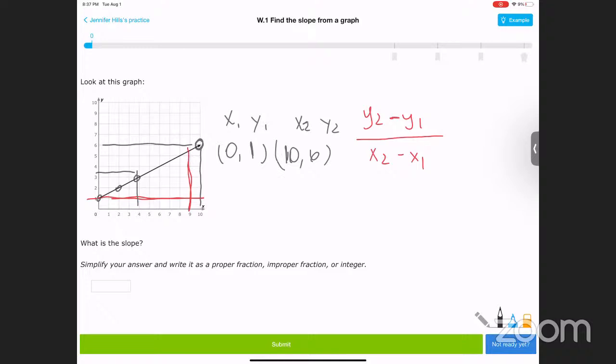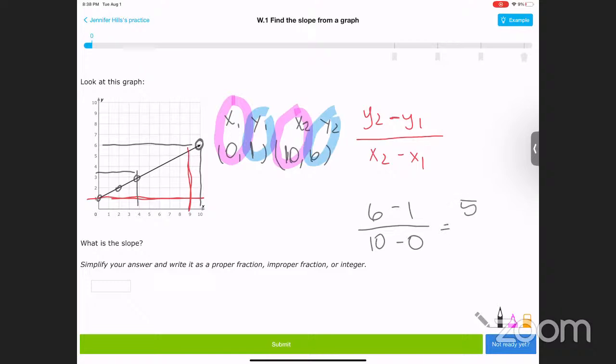Now I just need to plug and chug into the formula. What is my y2? My y2 is 6 minus my y1. My y1 is 1 over x2. X2 right here is 10 minus x1. X1 right here is 0 equals, let's do the math. 6 minus 1 is 5 over 10 minus 0, 10.